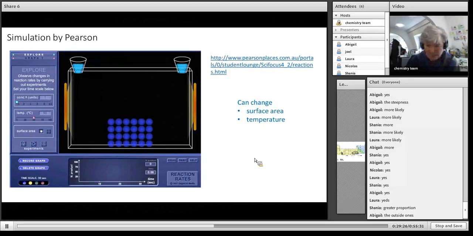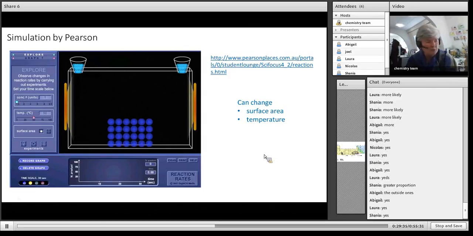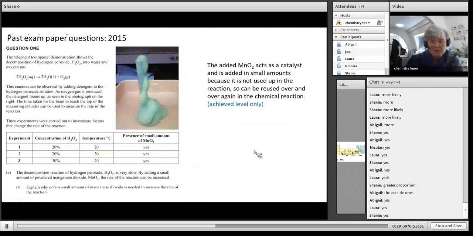Did you find these simulations useful? Okay, great. So if the words in the book were okay, but otherwise that is useful. So what I want to do now is go over some of last year's past paper to give you an idea of what sort of questions could be asked and what's required for achieved, merit and excellence.